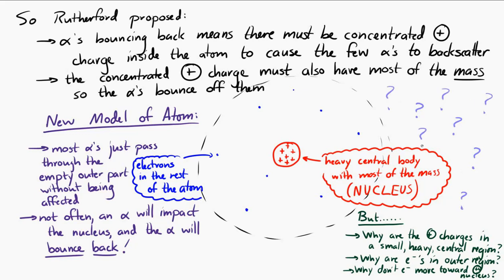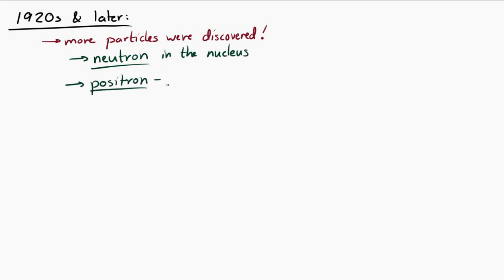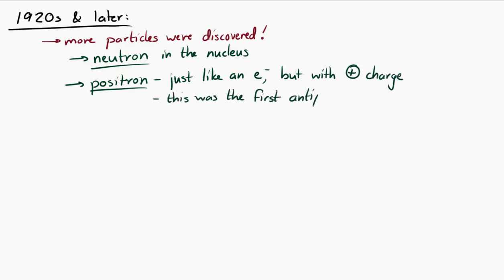Well, these answers didn't come very easily, but in the 1920s and later on, up until the present day, more and more particles started to be discovered other than the electron. The neutron was discovered. The positron was discovered. The positron is just like an electron, except it has a positive charge. Turns out this was the first antiparticle discovered. We'll talk about antiparticles a little later.